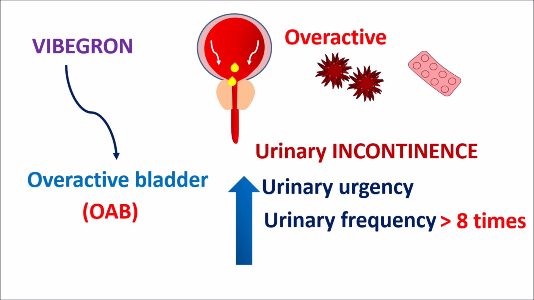Even in such people, we can observe nocturia, urination during bedtime, which disturbs the sleep. In such people, we can observe increased urination more than 2 times during bedtime, which severely affects quality of sleep. So these are the symptoms of overactive bladder resulting in urinary incontinence. In such people, Vibegron can be given to relieve the symptoms.